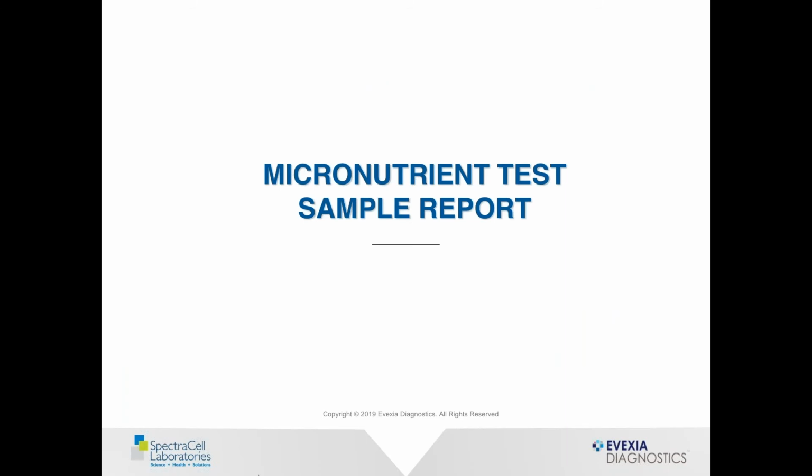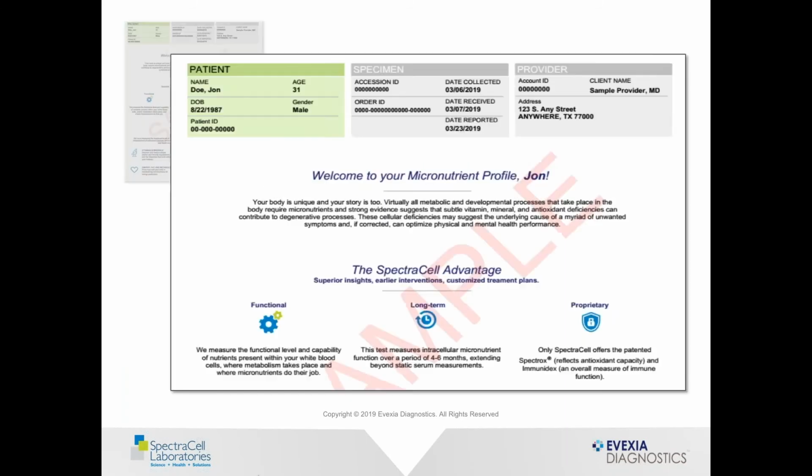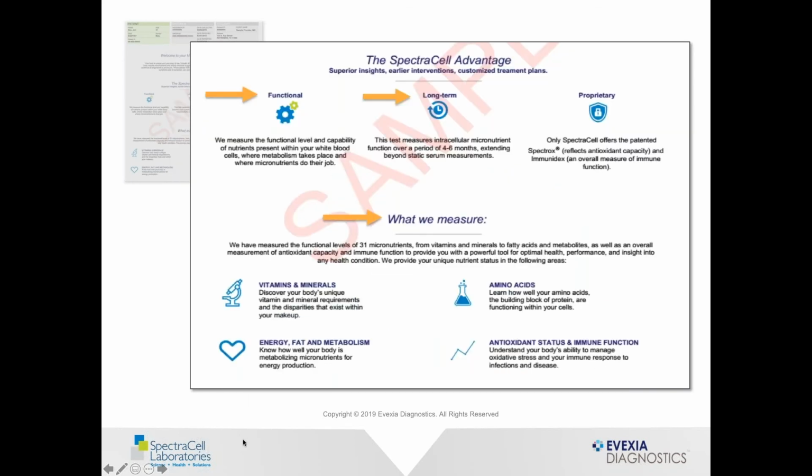So here is a micronutrient test. This is a sample report. So obviously on the first page, you're going to get the patient's name, you're going to get the specimen and who you are. So that would be page 1. Page 2 on the report, it's good to show your patient this as well, because it says here, we measure the functional level and capacity of the nutrients present in the white blood cells where metabolism takes place and where micronutrients do their job, just like I had said. And next, for long term, this test measures intracellular micronutrient function over a period of 4 to 6 months.